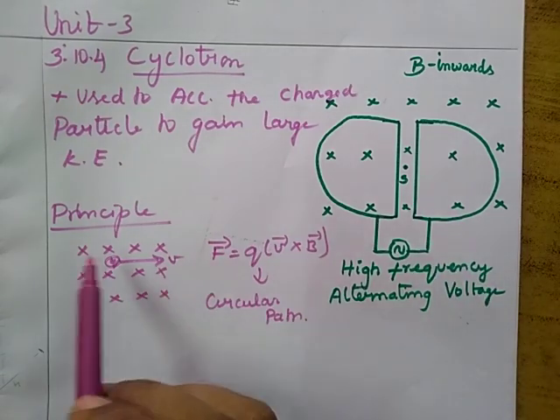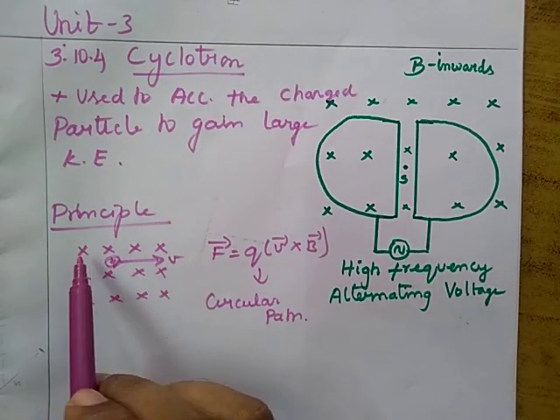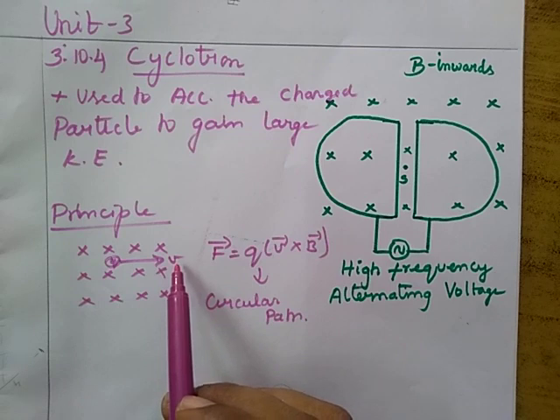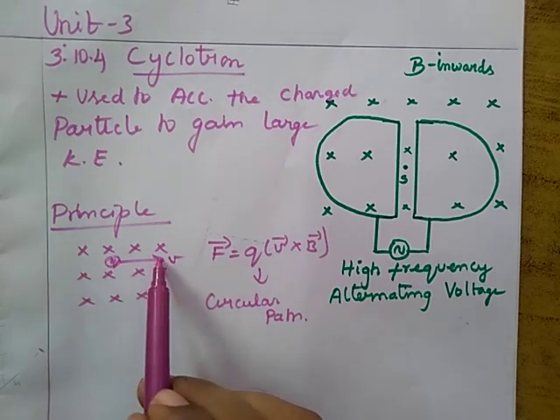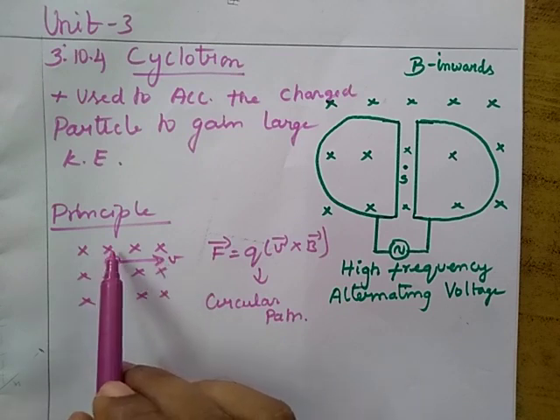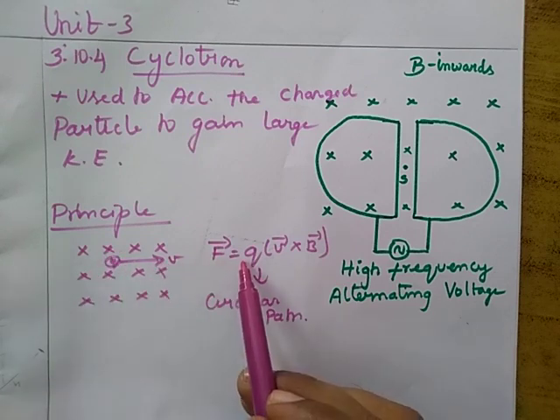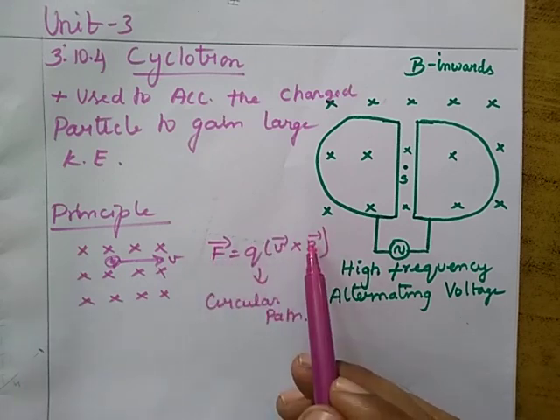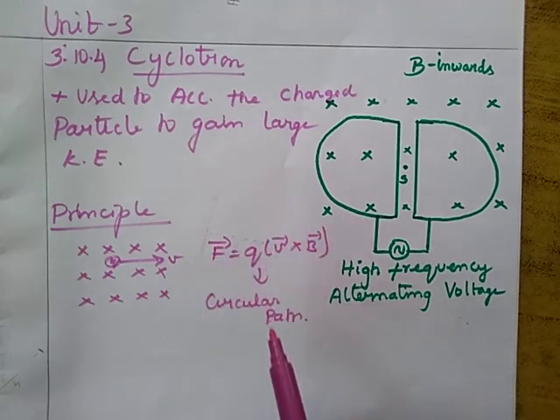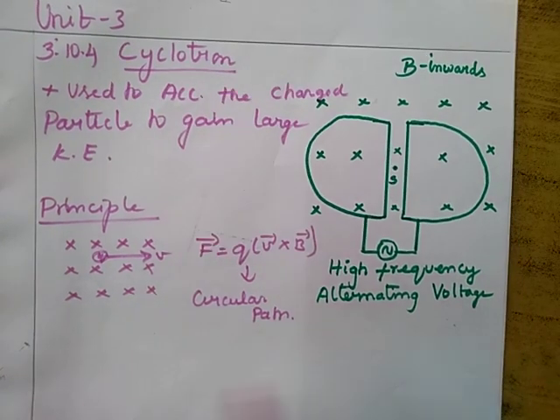Here the cross represents that the magnetic field is inward. In that magnetic field the charged particle is moving perpendicular to the magnetic field. At that moment the charged particle experiences a force known as Lorentz force. Due to this Lorentz force it attains a circular path. Let me see the construction of the device.